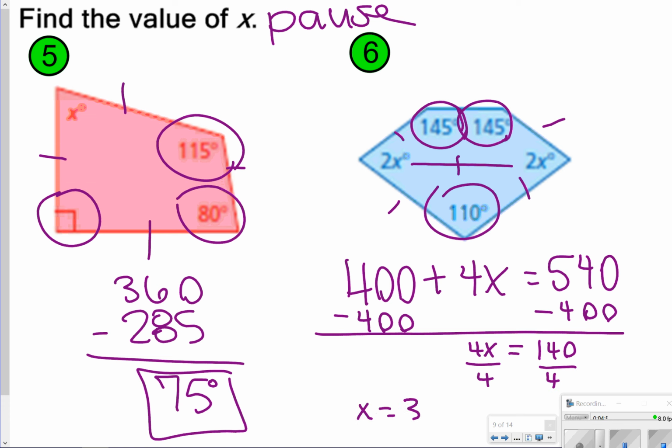140 divided by 4 gives me an even whole number of 35. So x is equal to 35.